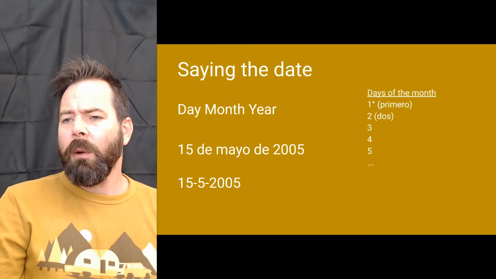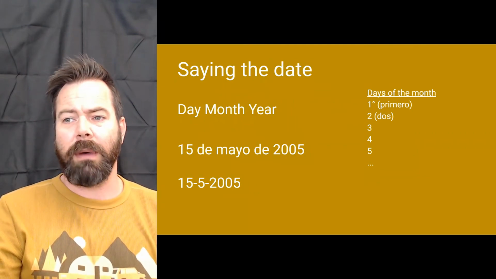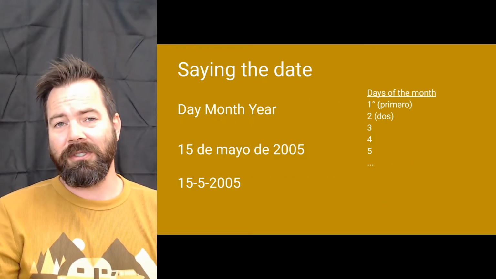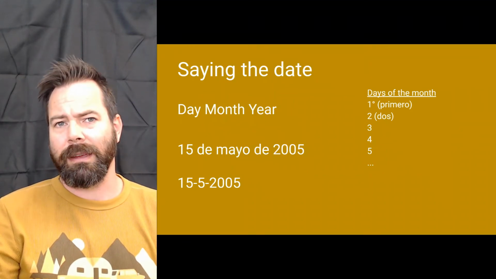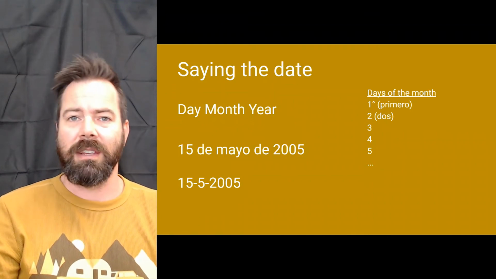When you're talking about the days of the month, for the first day of the month, you use an ordinal number. It's primero. It means first. But all the rest of the days of the month, you just use the cardinal number, the regular number, like 1, 2, 3, 4, 5. Okay, so you got primero, and then dos, tres, cuatro, cinco, and so on.